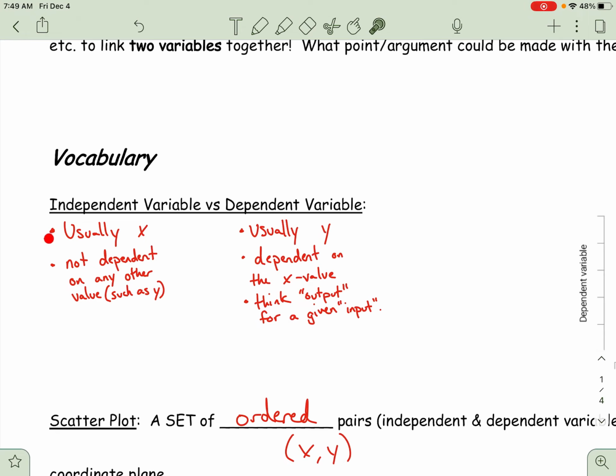Your independent variable is usually your x. It's on your x-axis, and it does not depend on any other value. Like rain doesn't care if you're happy about it or not, right? It's going to do it whether you want it to or not, okay? But the dependent variable, usually the y, is dependent on the x value. And so I want you to think of that as the output for a given input.